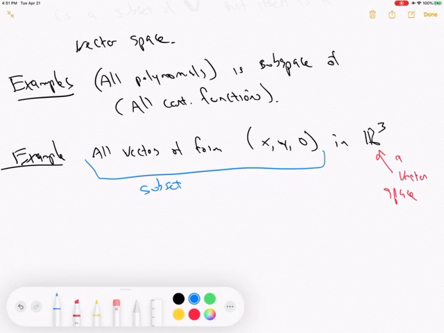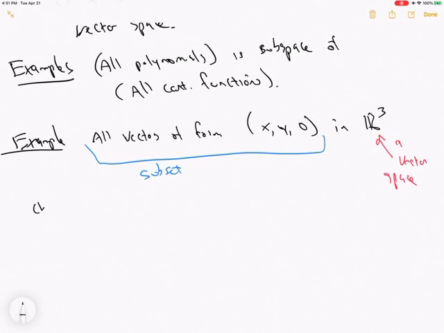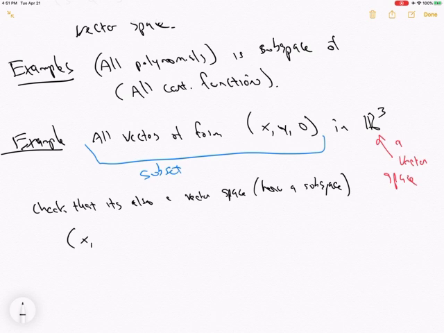I won't prove it yet, because I haven't given you the tool to prove it, but you can go through and check that it's also a vector space. And how would you do that? You just want to check. So if you have something like x, y, 0, vectors of this form just means that the third coordinate is 0. So if you have another vector like a, b, 0, then what happens if you add them? You get x plus a, you get y plus b, you get 0 plus 0. So that's the right form.